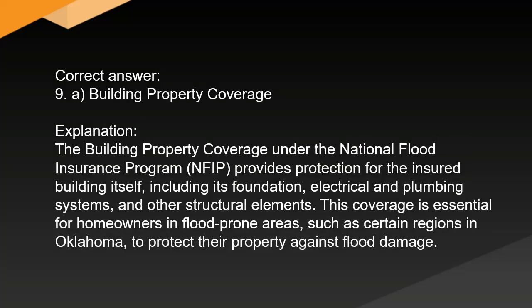Correct answer: A. Building property coverage. Explanation: the building property coverage under the National Flood Insurance Program, NFIP, provides protection for the insured building itself, including its foundation, electrical and plumbing systems, and other structural elements. This coverage is essential for homeowners in flood-prone areas, such as certain regions in Oklahoma, to protect their property against flood damage.